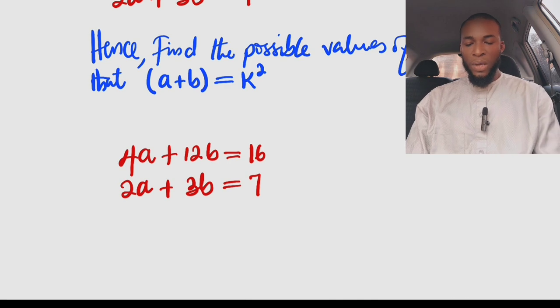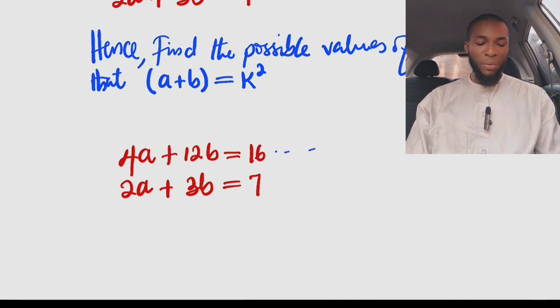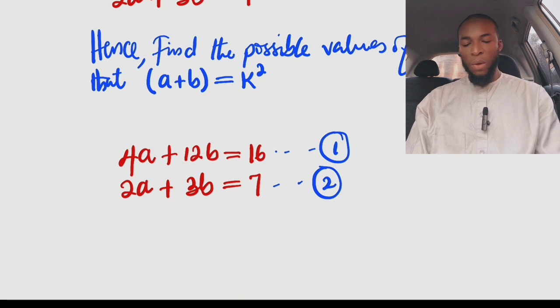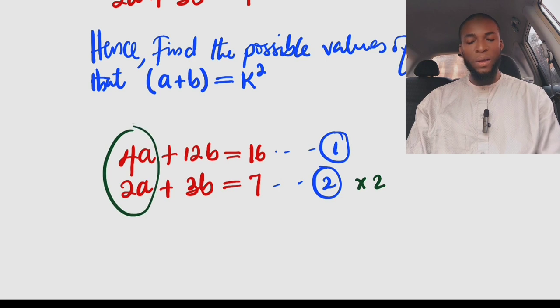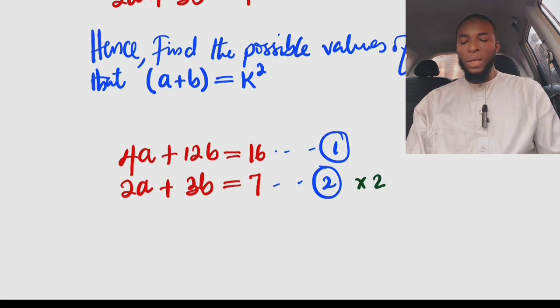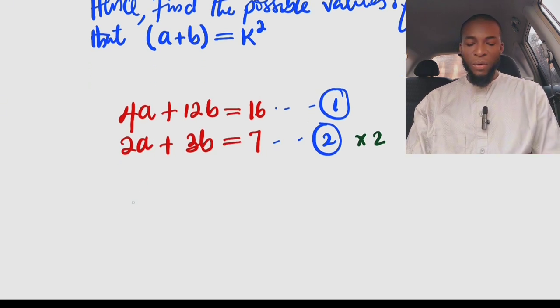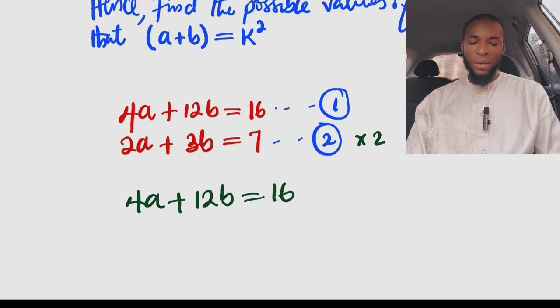So here are our equations. Let me call this one equation number 1 and this equation number 2. I would like to apply the elimination method. So let us multiply equation number 2 by 2, because once we do that, this will become 4, so we have 4a from the first terms. The first equation remains the same, 4a plus 12b equals 16.